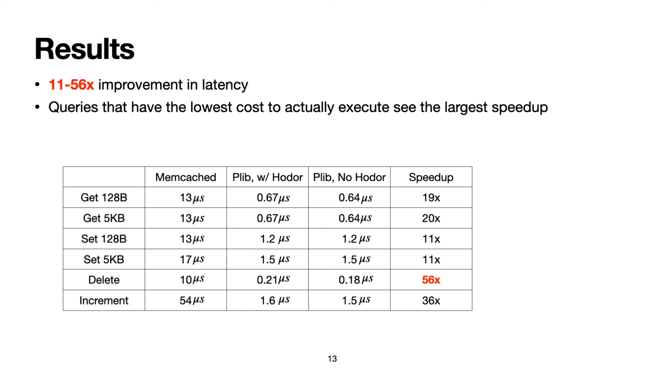Latency was also hugely improved. For queries that do very little work, message passing is going to take up a larger portion of execution time, and therefore removing this overhead will result in a much larger speedup, which is what we see with delete and increment, for instance.